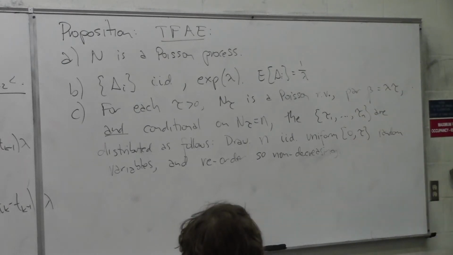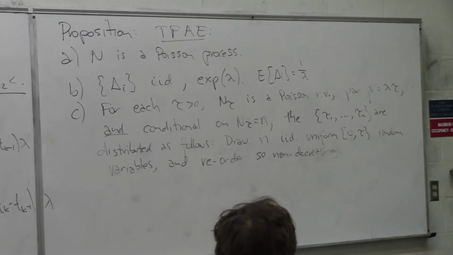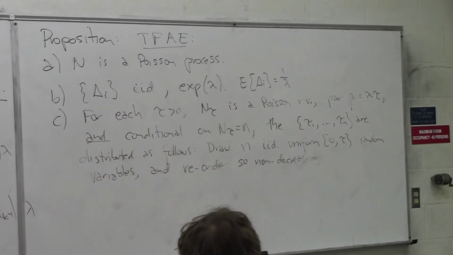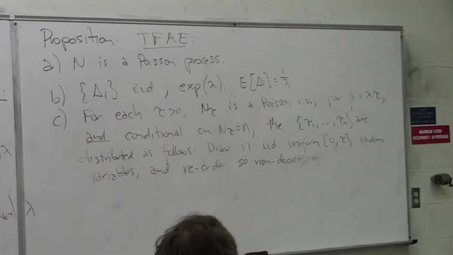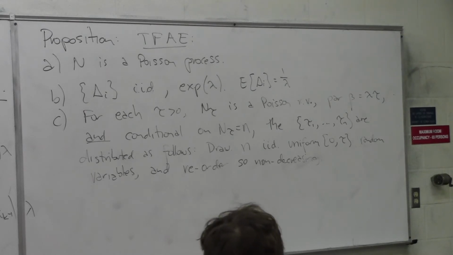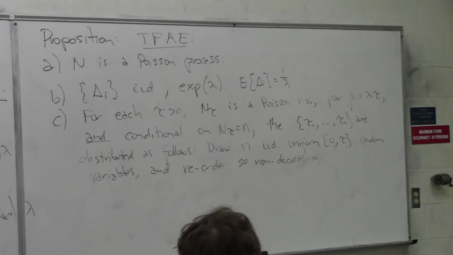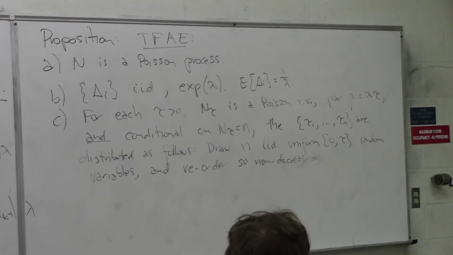So I'm saying this in words, and then I'm going to be more precise. Basically, I say conditional on N of tau being n, say n is 25, I draw a uniform random variable from 0 to tau, do it again, do it again, do it 25 times, n equals 25. And then I look at them and I call the first one tau 1, the next one tau 2, the next one tau 3. So you're basically just slapping down 25 random variables independently.